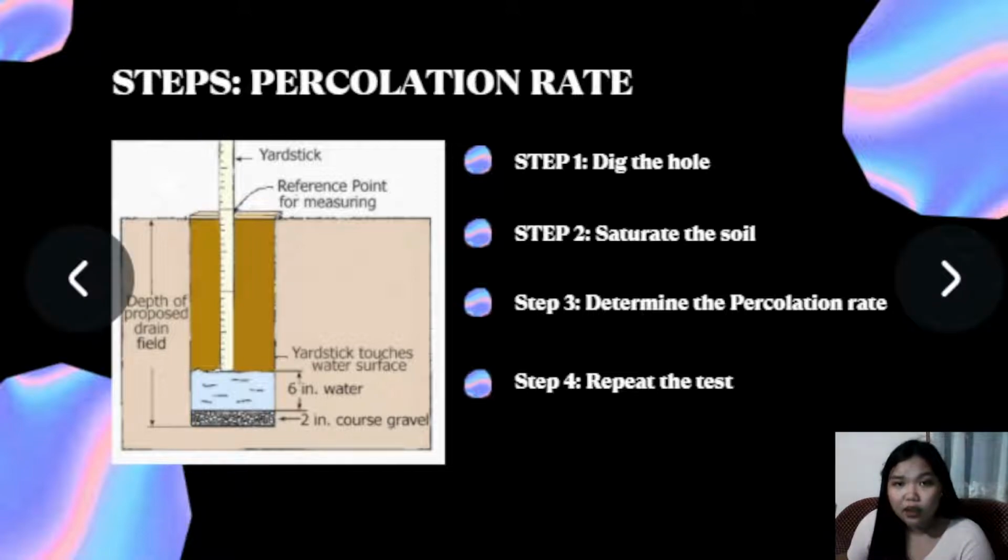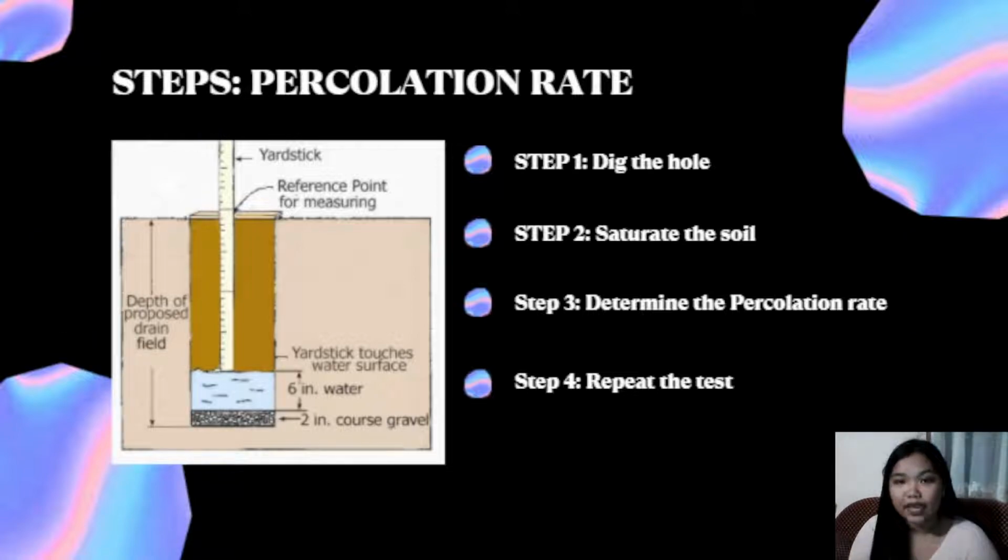Next, we need to saturate the soil. Clear the hole of any loose debris, including stones or lumps of soil, and use your measuring tape or ruler to mark out a depth of 300 mm inside the test hole, and fill the hole up to this 300 mm depth mark.